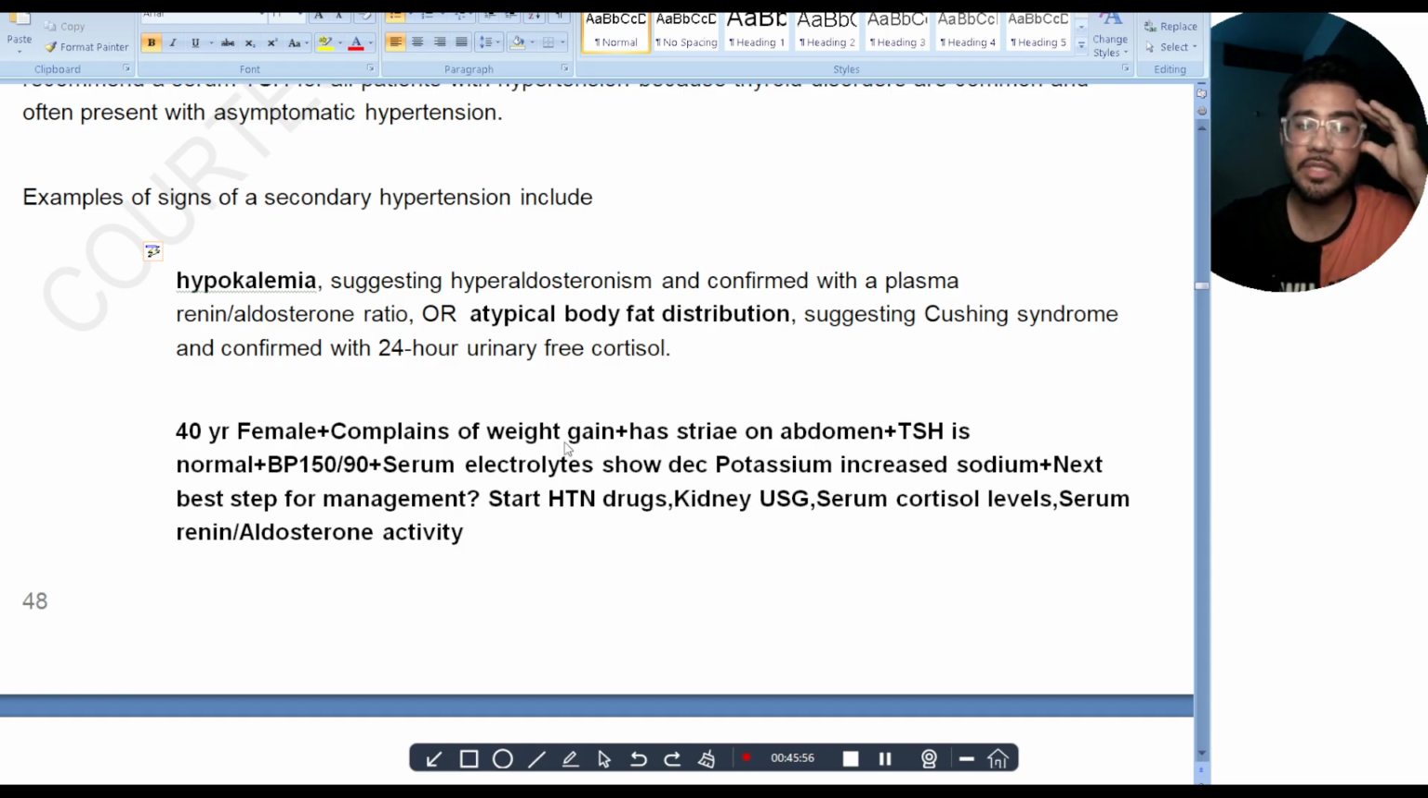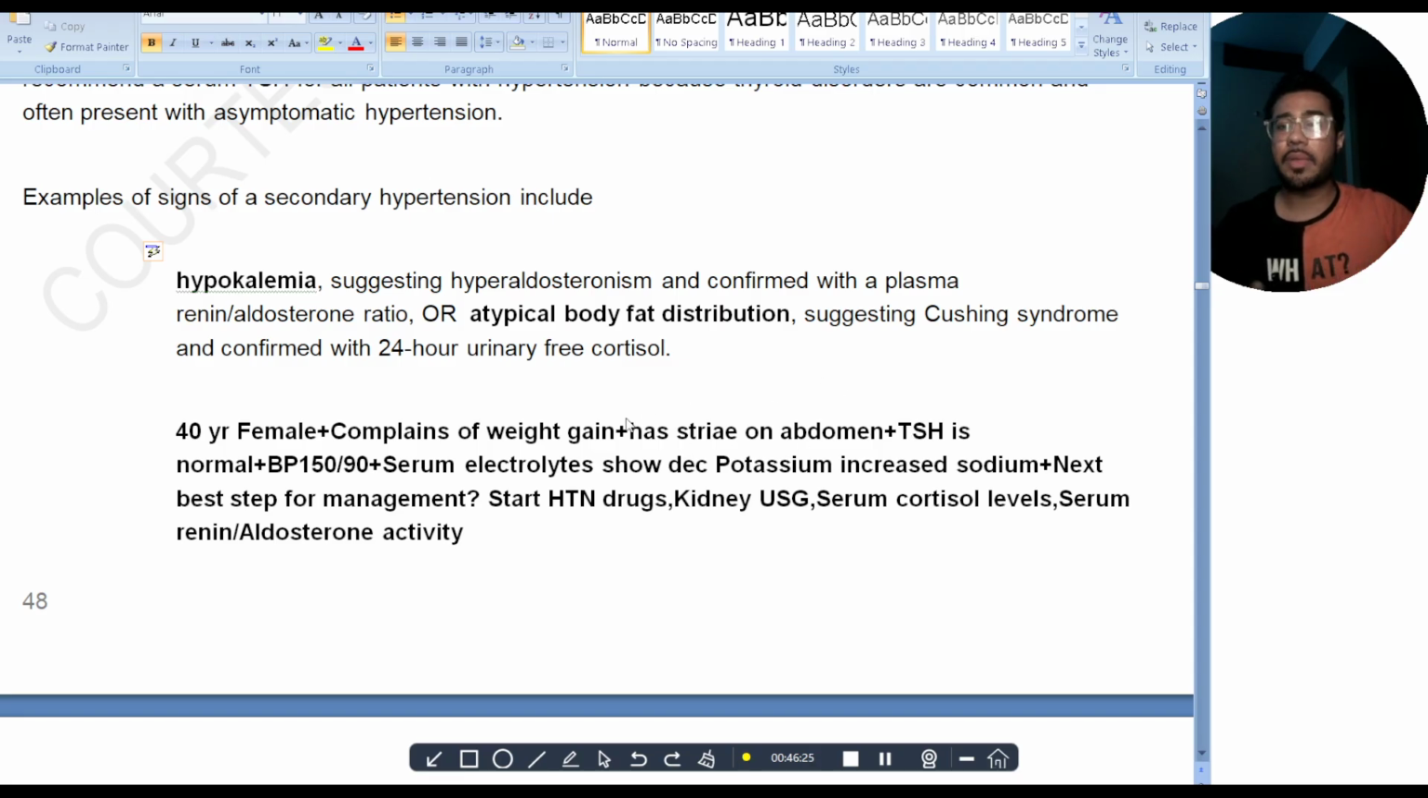40-year-old female complains of weight gain, has striae on the abdomen, TSH is normal, BP is 150/90, serum electrolytes show decreased potassium, increased sodium. Next best step for management: start hypertensive drugs, do a kidney ultrasound, serum cortisol levels, serum renin, aldosterone activity levels. So a 50-year-old female complains of weight gain, but the TSH is normal. That means that the weight gain is not because of hypothyroidism. Has striae on the abdomen.